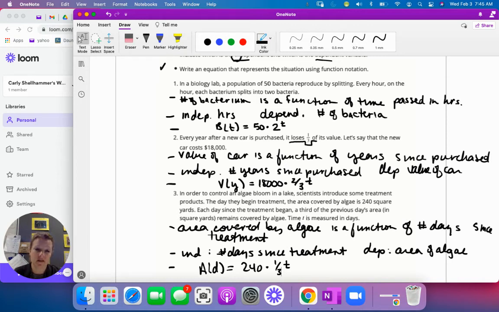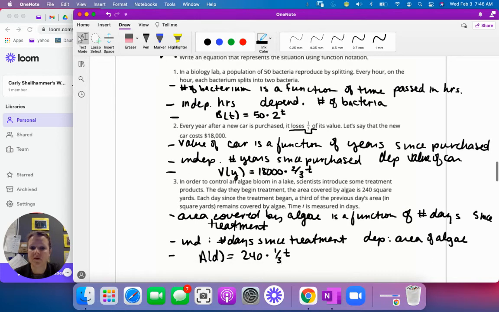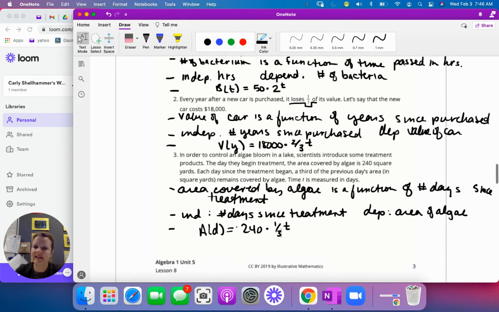So our function sentence would be: the area covered by the algae is a function of the days since treatment. The independent variable is the time, which is the number of days in this case, and the dependent variable is the area of the algae. Our function will be A of D equals 240 times 1/3, which is how much is remaining, to the power of t.